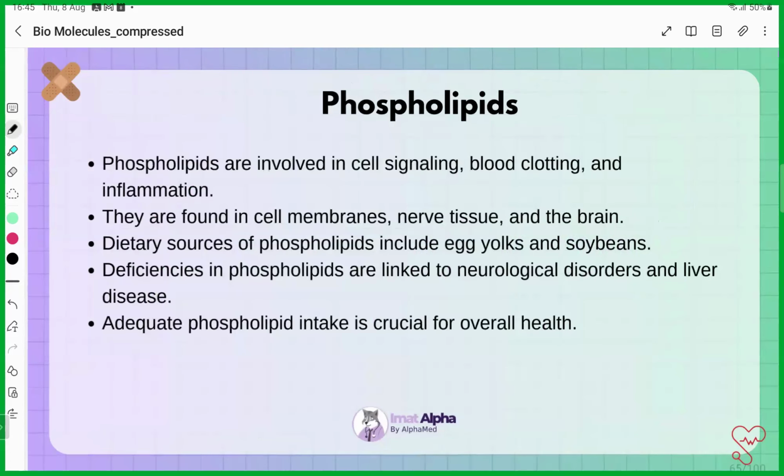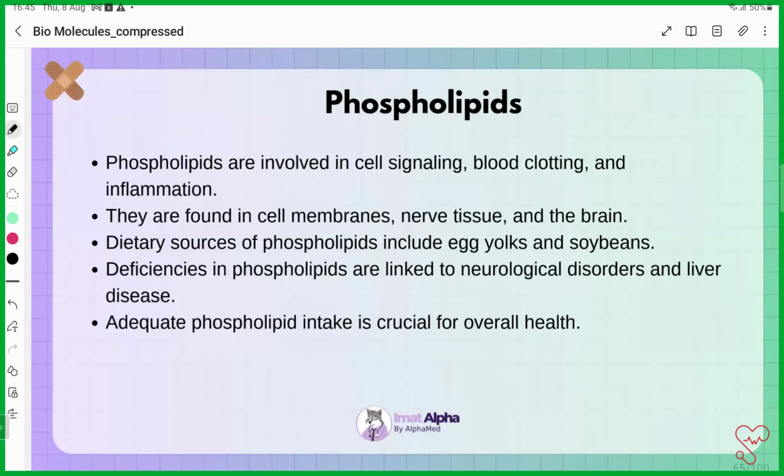Okay. Phospholipids are involved in cell signaling, blood clotting, and inflammation. They are found in cell membranes, nerve tissue, and the brain. Dietary sources of phospholipids include egg yolks and soybeans. Deficiencies in phospholipids are linked to neurological disorders and liver disease. Adequate phospholipid intake is crucial for overall health.